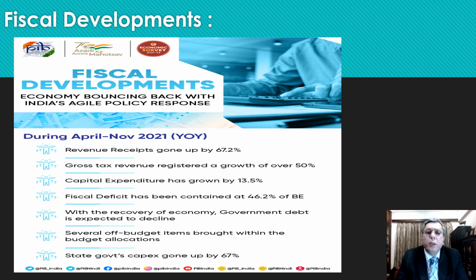Several off-budget items have been brought within the budget allocations. As I mentioned earlier, state governments' capex has gone up by 67%. So India is a federal structure. This is the central government's balance sheet, and there are states which have balance sheets, and what we call the GSDP, gross state GDPs, that we look at, and the capex at the state level has gone up by 67%, which is highly commendable.